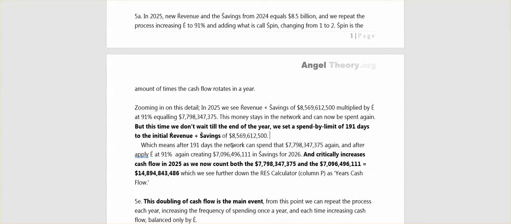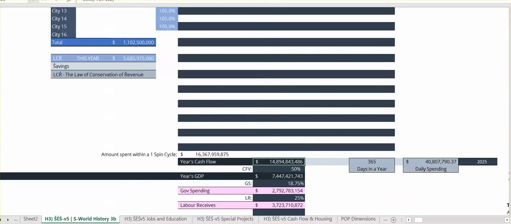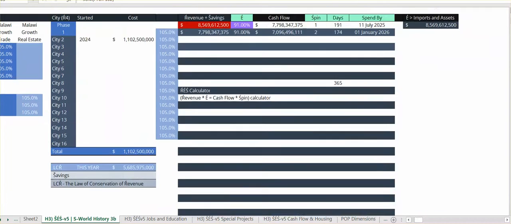which means after 191 days the network can spend that 7.7 billion again, and after applying E at 91%, creating 7.09 billion in savings for 2026, and critically increases cash flow in 2025 as we now count both the 7.7 and the 7.0 billion equals 14.8, which we see further down the REST calculator, column P, as year's spending cash flow. Okay, so we saw it once, we'll now see it again.